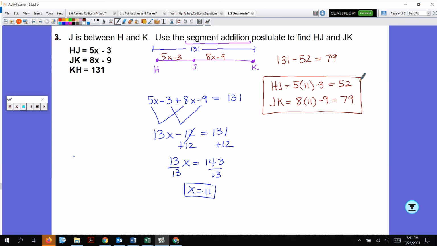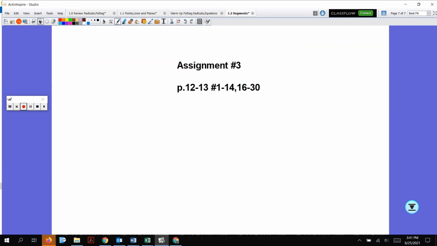All right, here's your assignment. Assignment number 3, pages 12 to 13. Do problems 1 through 14, then 16 through 30. So it's really 1 to 30, but not 15. You do not need to do number 15.